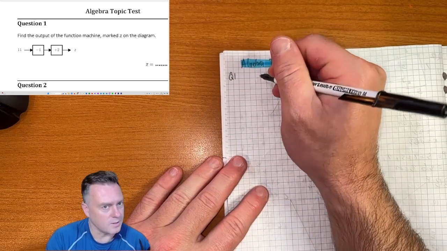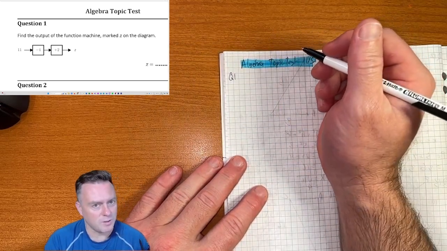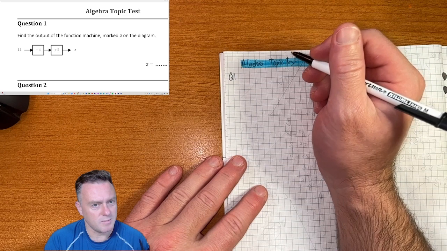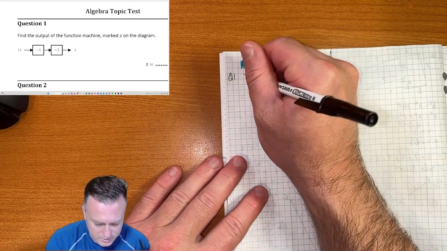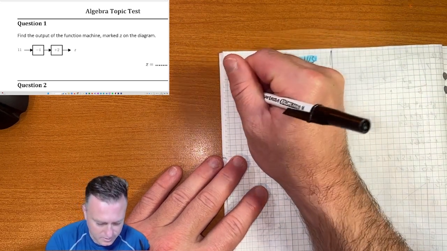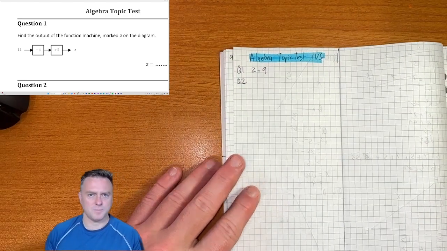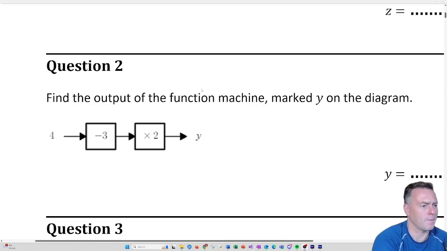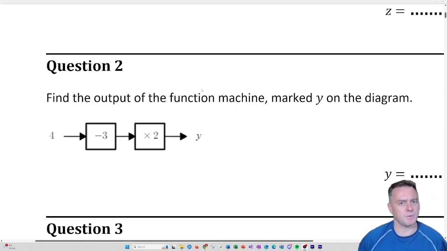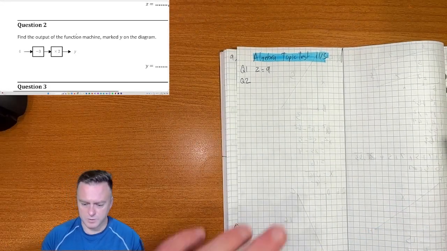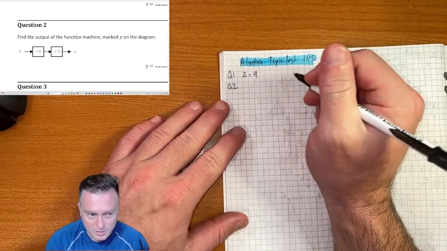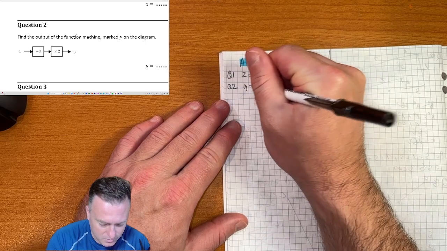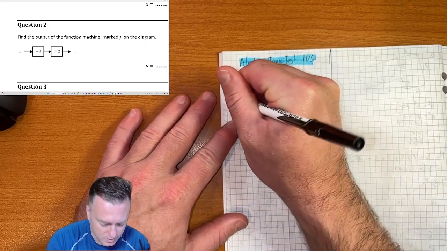Question 1. We're going to do 11 take away 4, which gives us 7. 7 plus 2 gives us 9. So z is equal to 9. Question 2. 4 take away 3, then times it by 2. So 4 take away 3 is 1, and then 1 times 2 is 2. So y is equal to 2.